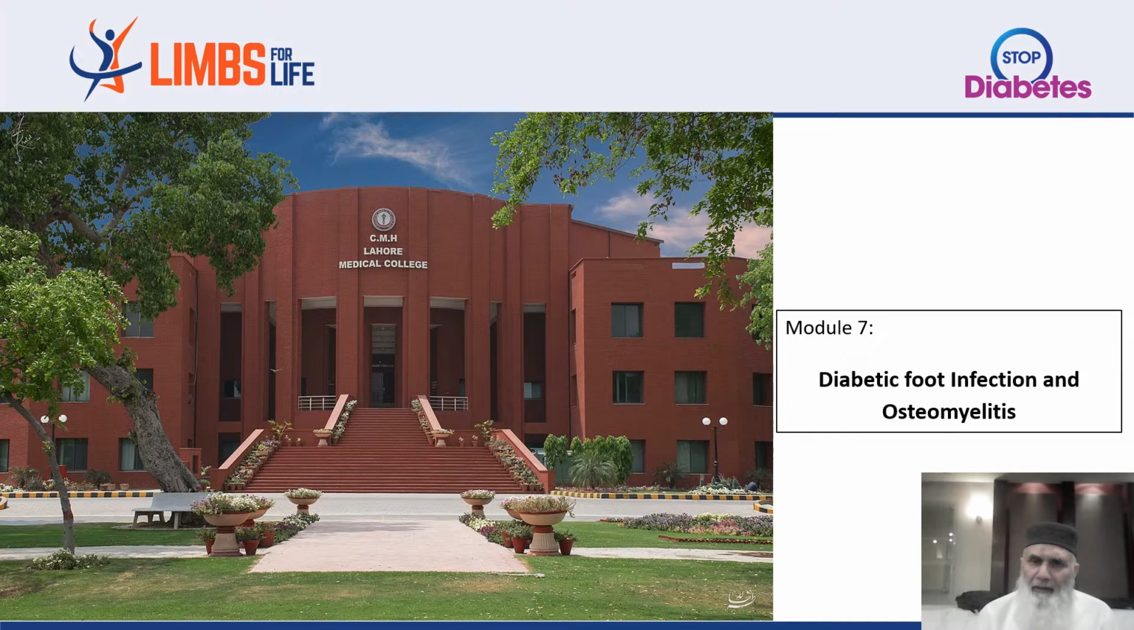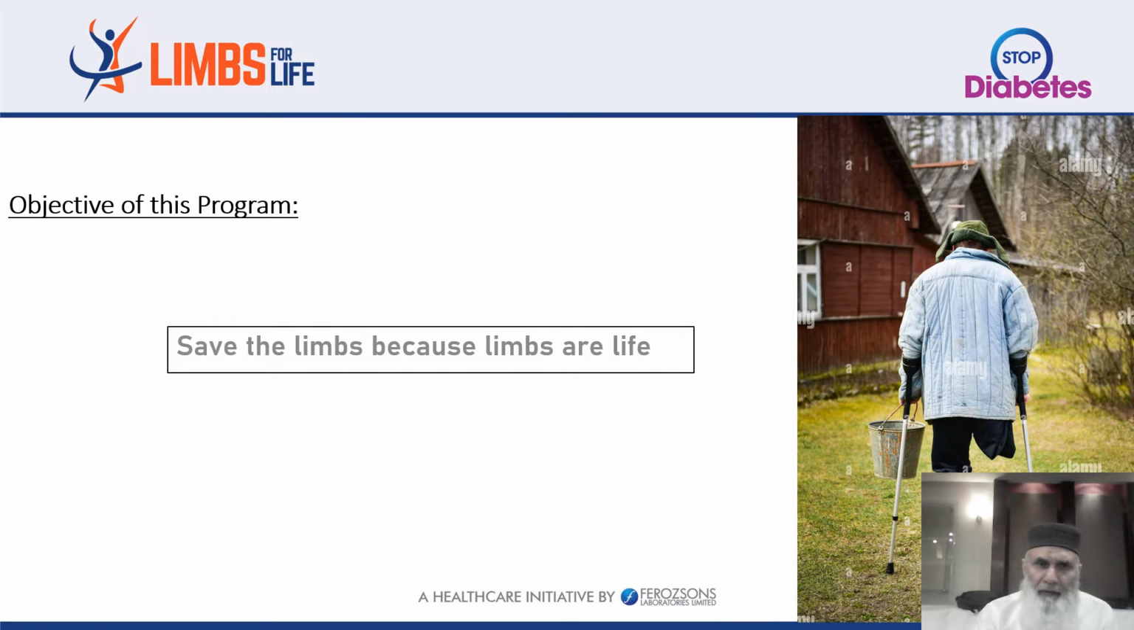So I think this is very important that we should be avoiding this complication, and if God forbid this complication arises, we should be very vigilant in treating it so that we get a good result and the patient may not end up with amputation, and if it ends up with amputation, it should be a very limited amputation. Save the limb, because limbs are life. Because if you stand on one limb, how many minutes can you stand on one limb? So if there is an amputation, it means the patient is standing on one limb.